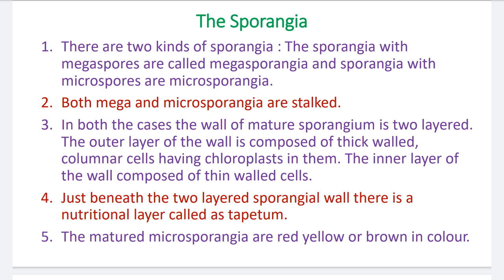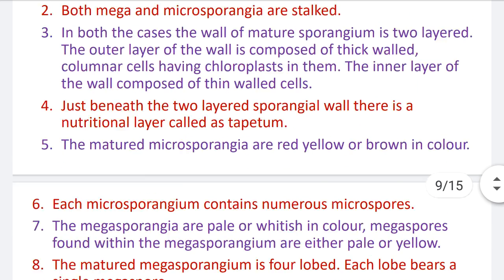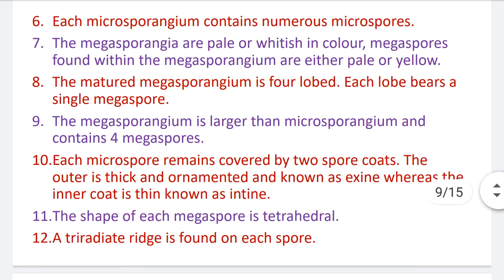Number 5, the matured microsporangia are red, yellow or brown in color. So these are the colors of microsporangia. Number 6, each microsporangium consists of numerous microspores. A single microsporangium produces many microspores. Number 7, the megasporangia are pale or whitish in color. So this is the color of megasporangia. The megaspores found within the megasporangium are either pale or yellow. Again, the megaspore color is also the same as the megasporangia.